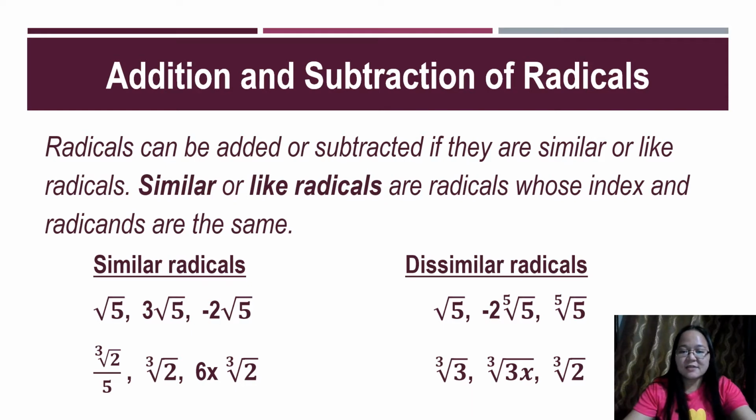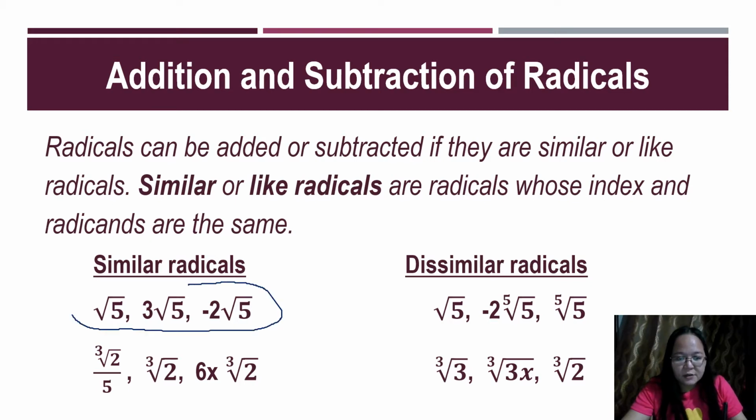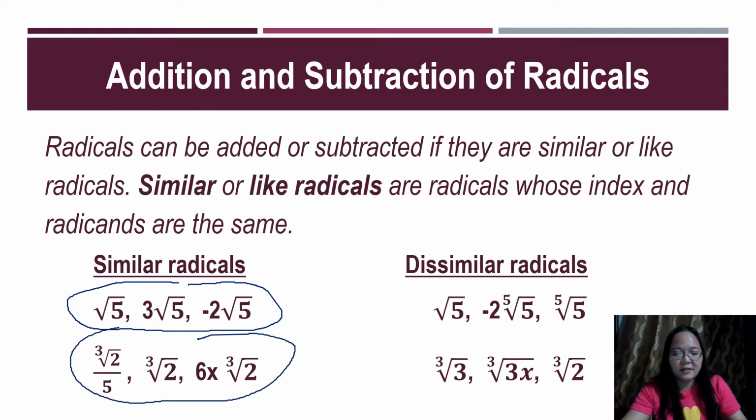Similar or like radicals are radicals whose index and radicands are the same. Here are examples of similar radicals. First, we have square root of 5, 3 square root of 5, and negative 2 square root of 5. Another example of similar radicals: we have cube root of 2 over 5, cube root of 2, and 6x cube root of 2. So if you will try to observe, the given examples have the same index and radicands.